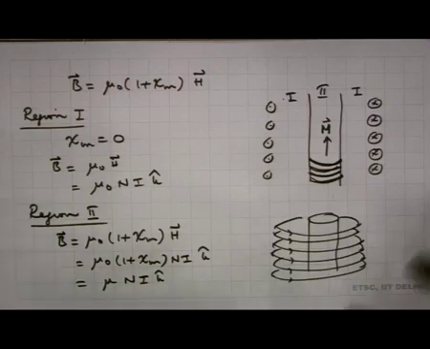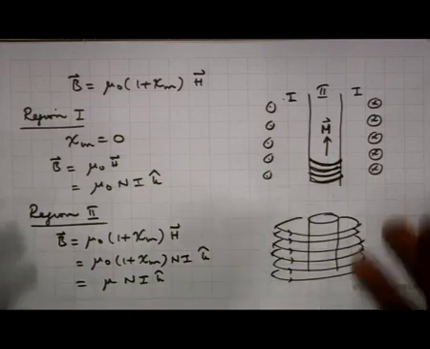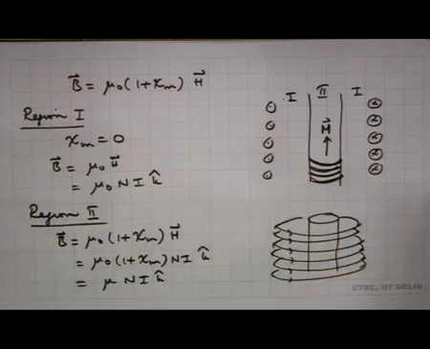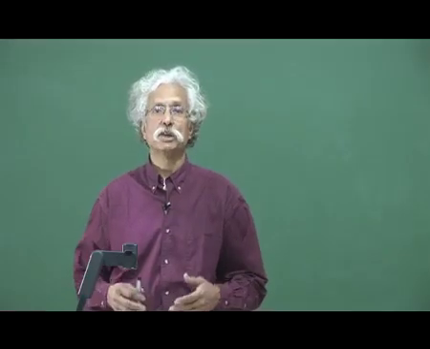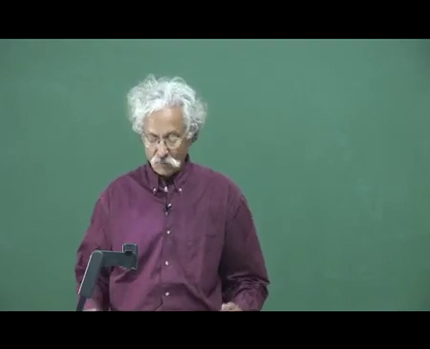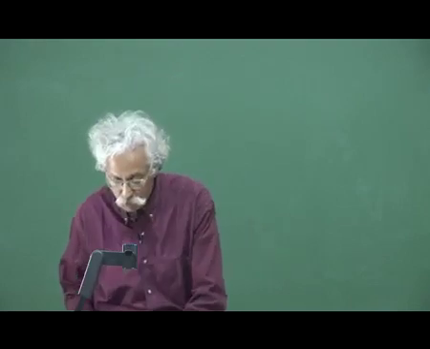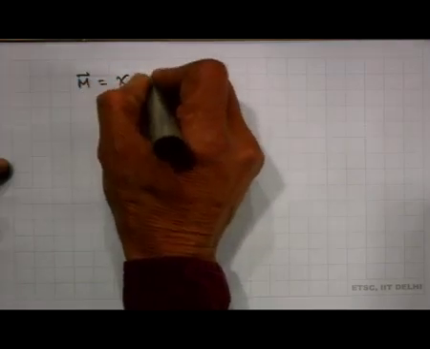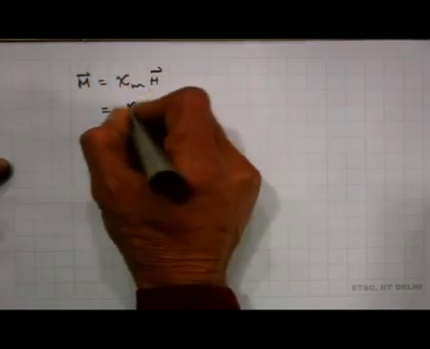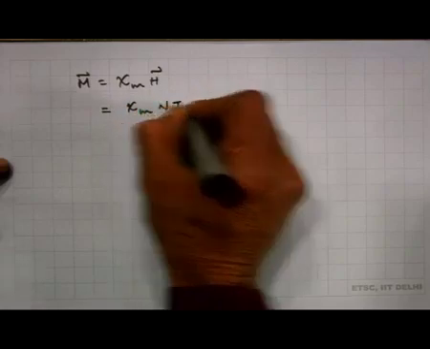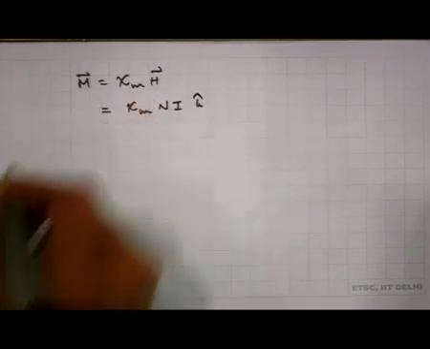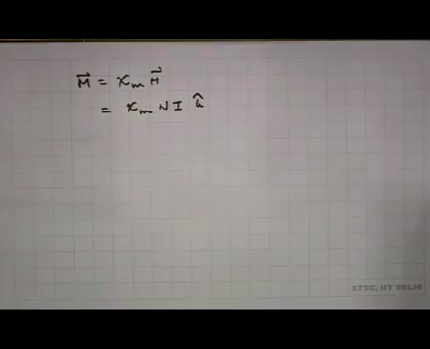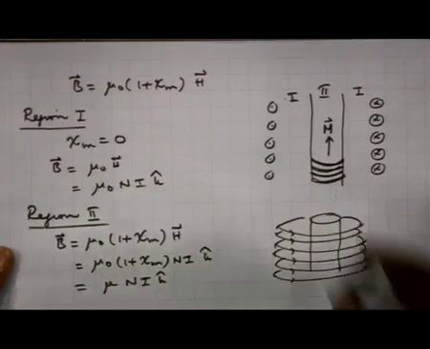So, the presence of the material modifies the magnetic fields in different parts, and in this problem, which has a lot of symmetry, we have been able to use the modified form of Ampere's law to calculate the magnetic field everywhere. In fact, we can also calculate the magnetization of this medium. Magnetization, we remember, is chi m into H, which is equal to chi m N I k. So, we have got the magnetization here.